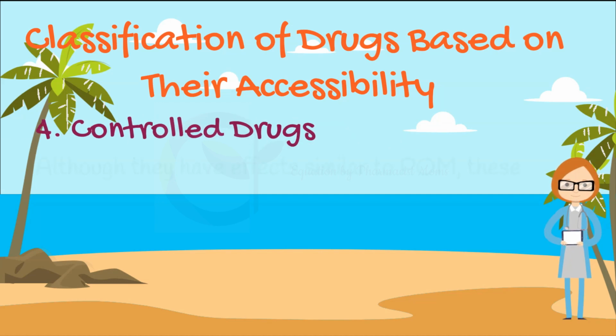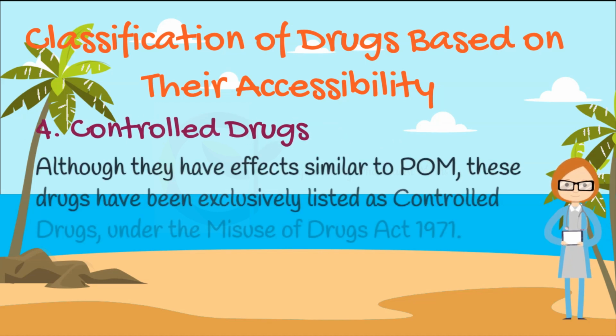The last category in this system is controlled drugs. Controlled drugs are the most critical category of drugs. Although they have effects similar to prescription-only medicines, these drugs have been exclusively listed as controlled drugs under the Misuse of Drugs Act 1971.